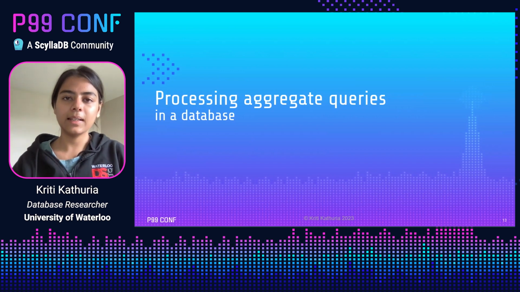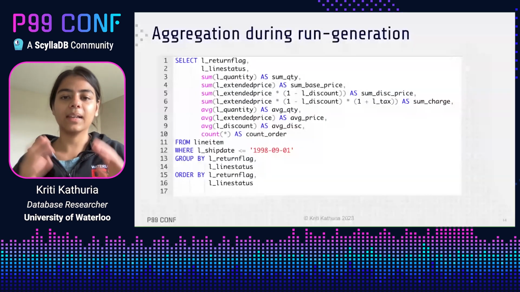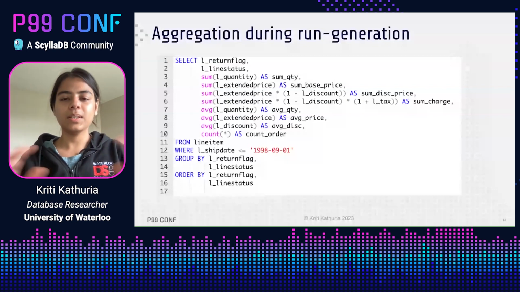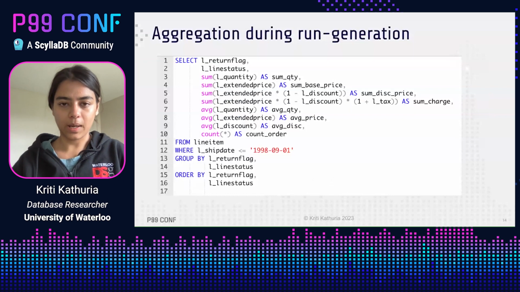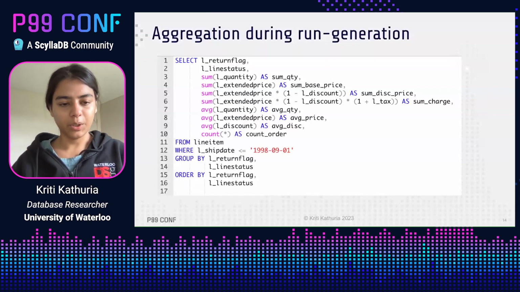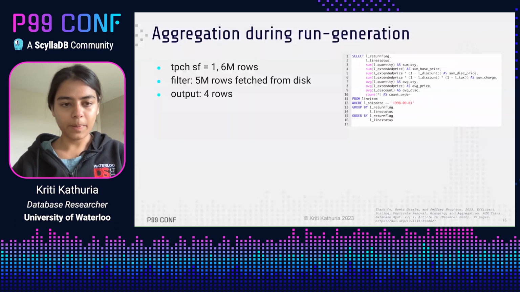So the first technique is about how aggregate queries are processed in a database. So this is the TPCH query one. What it's doing is it's taking a base table, doing some filtration on top of it, grouping the data, and then calculating a bunch of aggregates on it. Finally, it is returning the result ordered by your grouping columns.